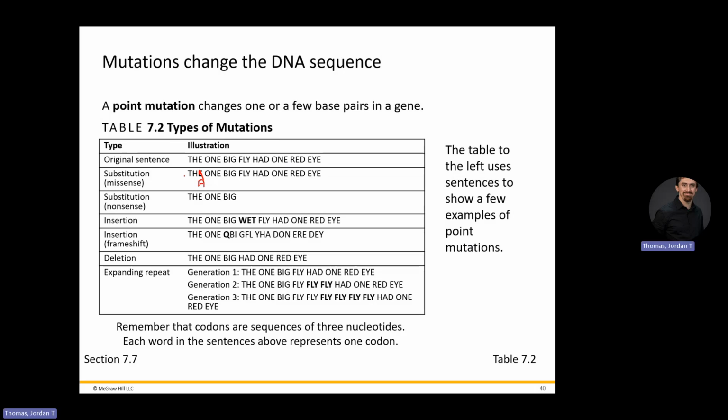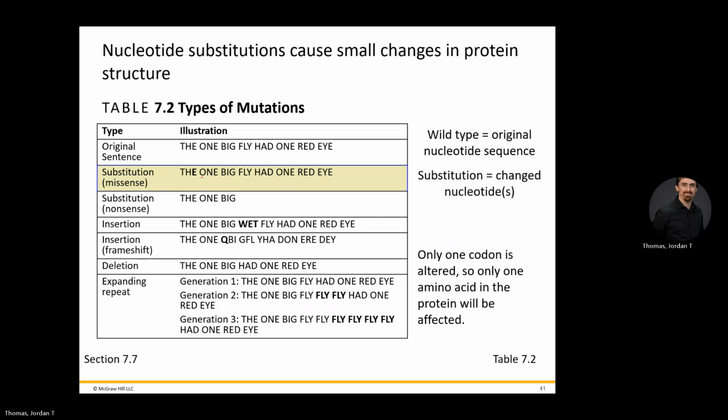So if we change it to an A, it changes the meaning of this word. We have THA one big fly had one red eye. So that would be a point mutation, changing that one letter to an A. So it can change the meaning of the sentence. It can change the meaning of the gene. So with a point mutation, if it's a substitution, meaning only one letter is being changed, it can affect the whole protein. It may not, depending on how that amino acid is affected.